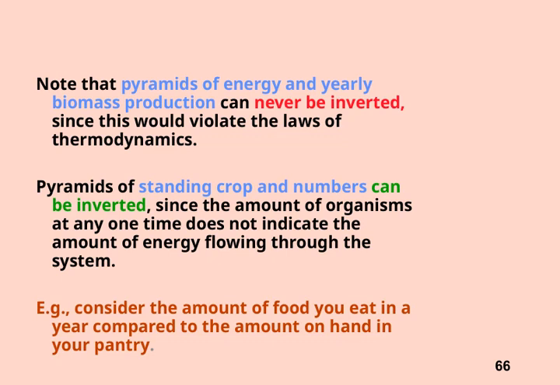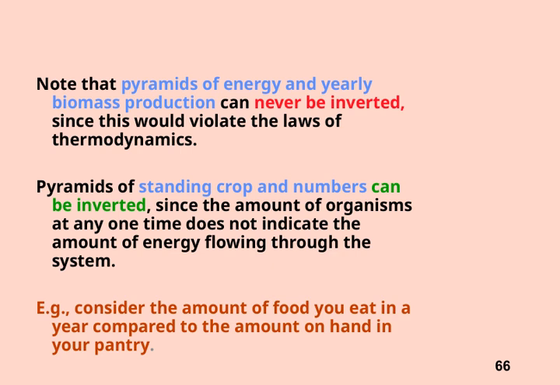Let's talk about pyramids of energy and yearly biomass production. These can never be inverted, and the reason is grounded in the laws of thermodynamics. Essentially, energy flows in a way that always respects these fundamental principles, so you can't have a pyramid where the energy at the top exceeds that at the bottom. On the other hand, pyramids of standing crop and numbers can sometimes appear inverted. This is because the number of organisms present at any one time doesn't necessarily reflect the amount of energy flowing through the system.